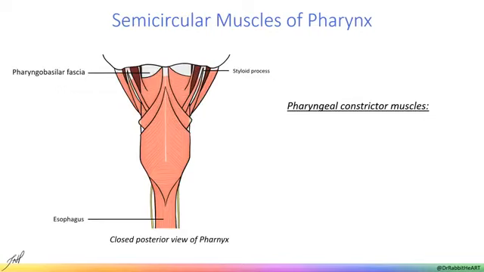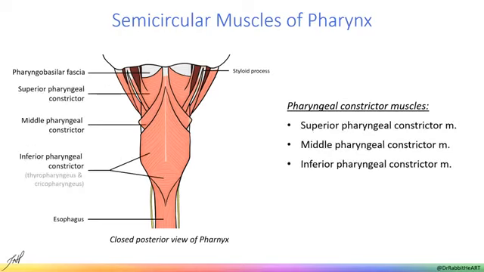Let's turn our attention to muscles of the pharynx. Here we are looking at a posterior view of the pharynx, as if you were standing in the retropharyngeal space. The posterior boundary of the pharynx is formed by three circular muscles: the superior, middle, and inferior pharyngeal constrictor muscles. Note that the inferior pharyngeal constrictor muscle has two parts. This is clinically relevant because a diverticulum can open between the two components, leading to dysphagia, or difficulty swallowing.